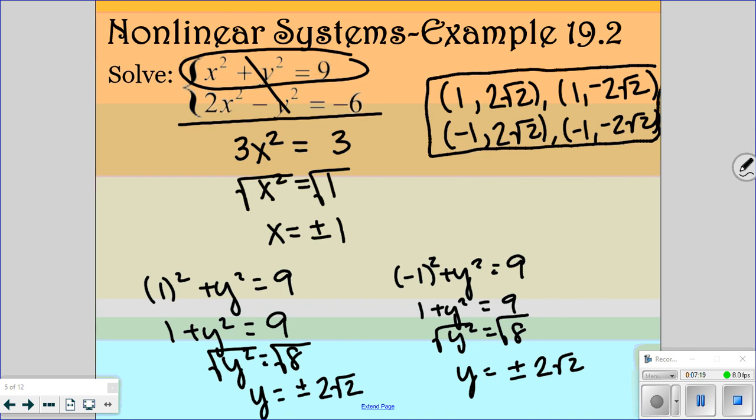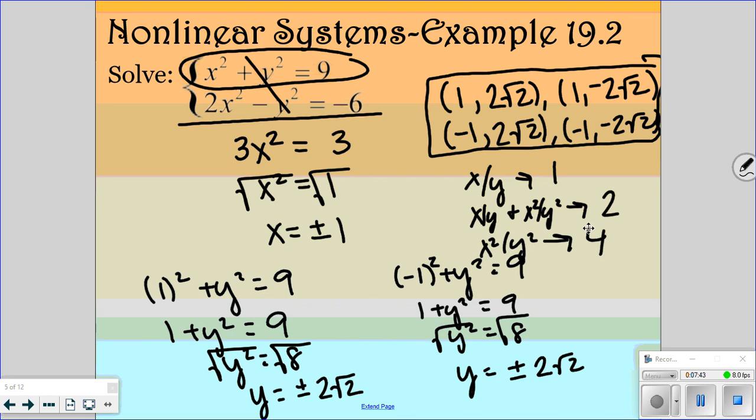So I'm going to give you a little bit of a help here. If you have x and y only, you're going to have one solution, one answer. If you have x, y, and an x squared or a y squared, then you're going to have two solutions. And if you have only x squared and y squared, then you're going to have 4. Okay, so that's how that'll work.